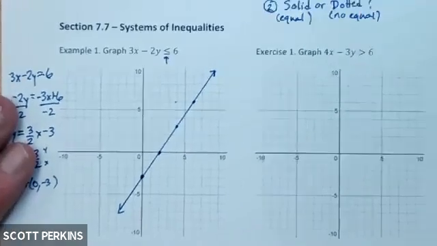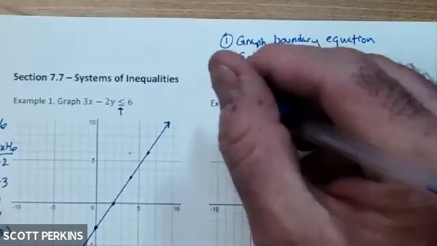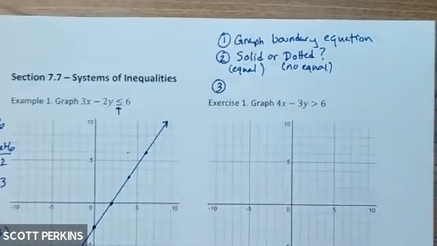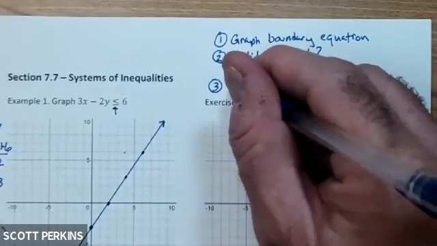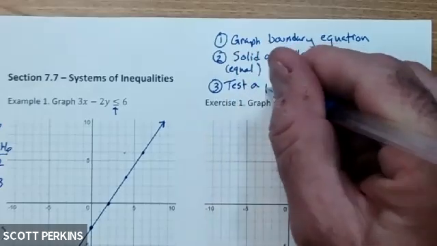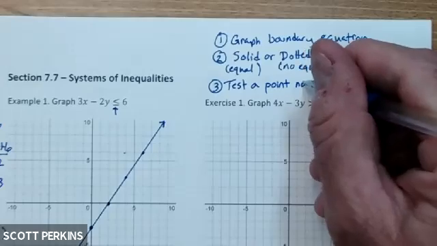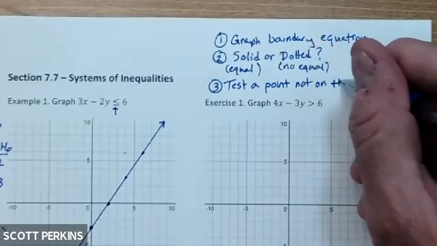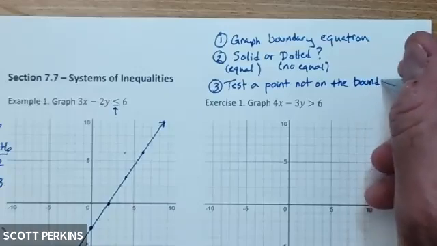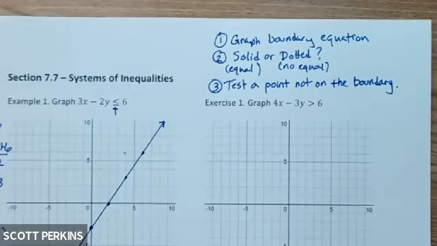So what you've got to do, last time I'm going to slide this, step 3, is you're going to test a point not on the boundary. You're going to pick a point on one side of the line or the other, and you're going to use that point as a representative of all the points, and you're going to determine, is it a true statement or a false statement? Meaning, is this one of the solutions or is this not one of the solutions?